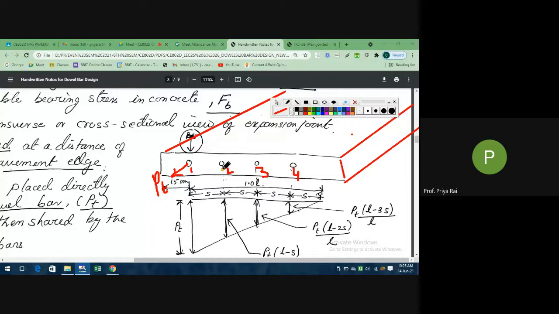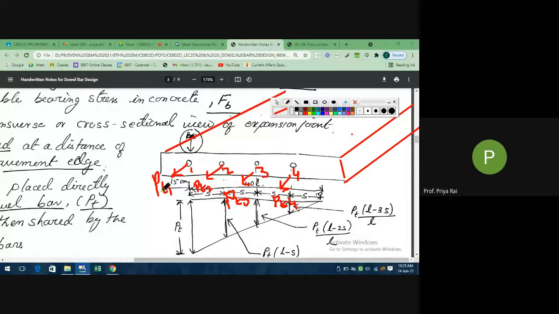Whereas, what is the load transferred by the others? Suppose this is PT1, this is PT2, this is PT3, and this is PT4. This is the load transferred by the first bar is PT1, second PT2, PT3, PT4.